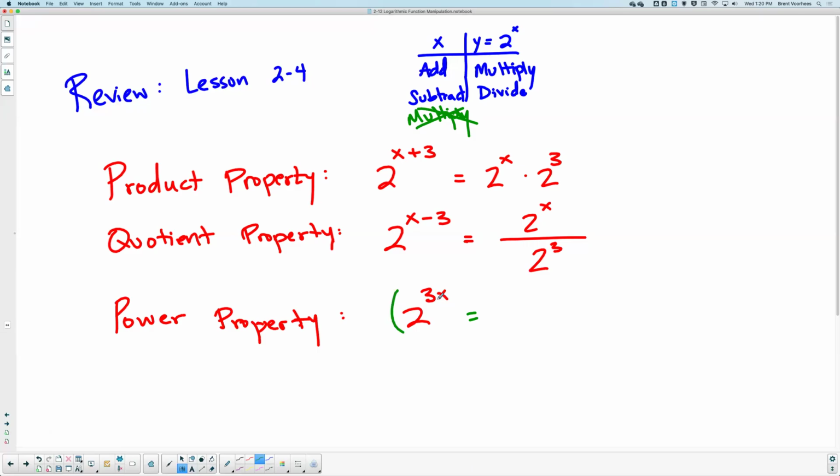Basically what happens is this. I'm going to put a parenthesis right in there. You basically do that number. You change your base. What is 2 cubed? 8. It becomes 8 to the power of x.